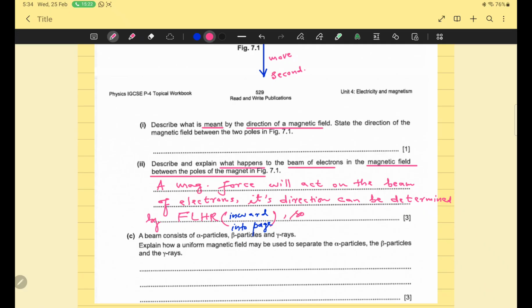So the electrons deflect. So the beam of electrons will deflect. Beam of electrons will deflect.